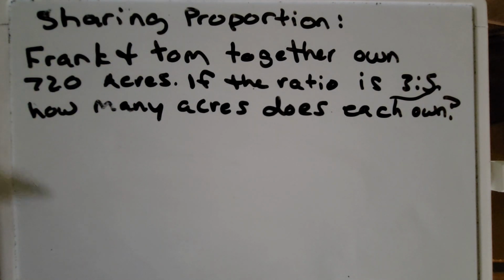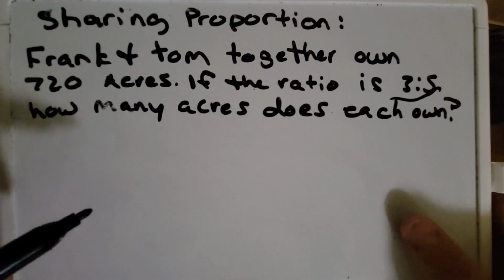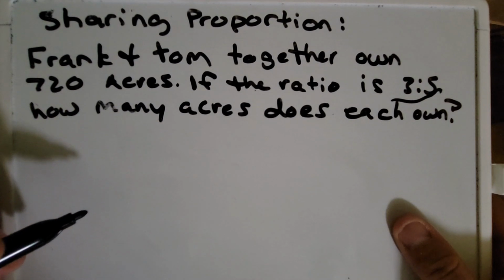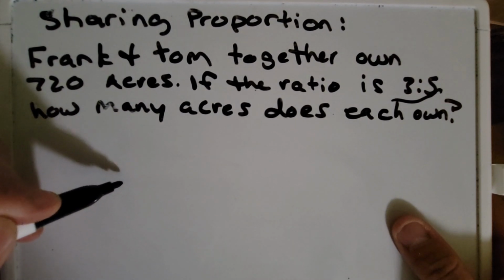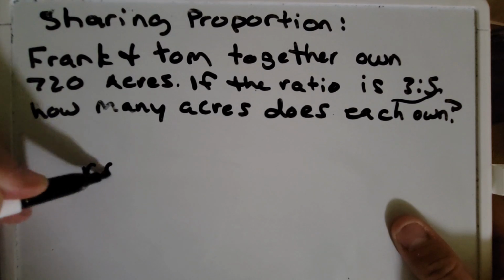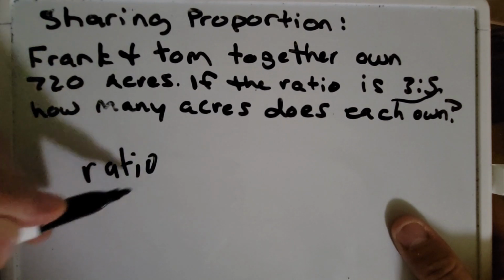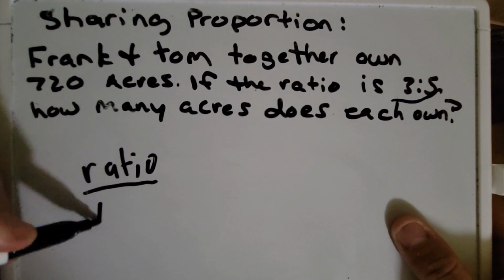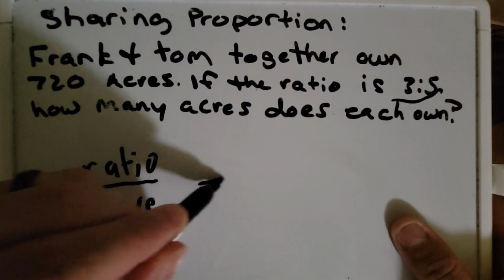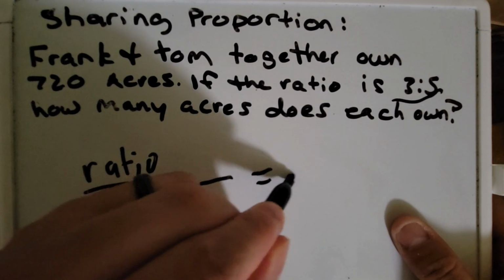So as I told you guys before, when it comes to ratios, you need to make them all on the same side, on the upper side and the bottom side. So the categories that we're going to use are, we're going to use ratio as the top end, and we're going to use acres as the bottom end, right? So it should look like this, setting it up.